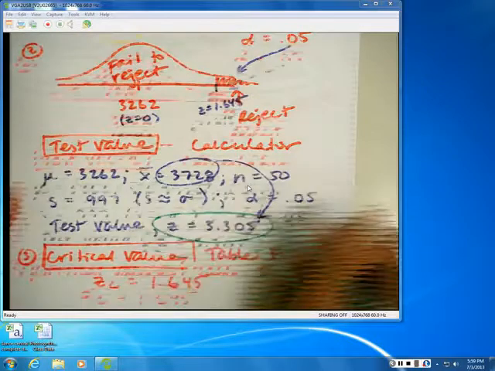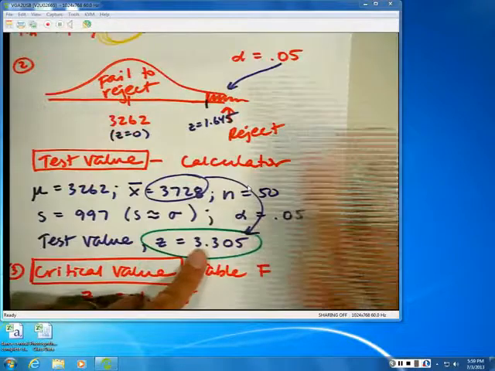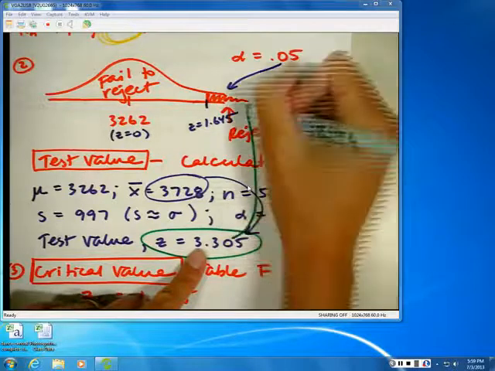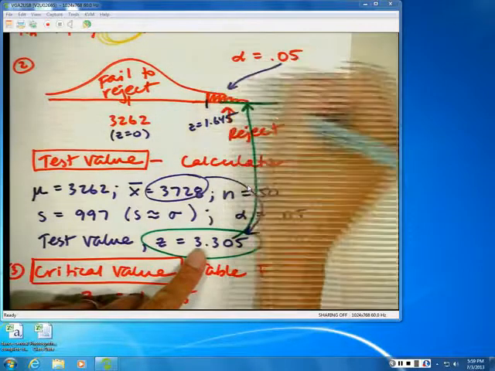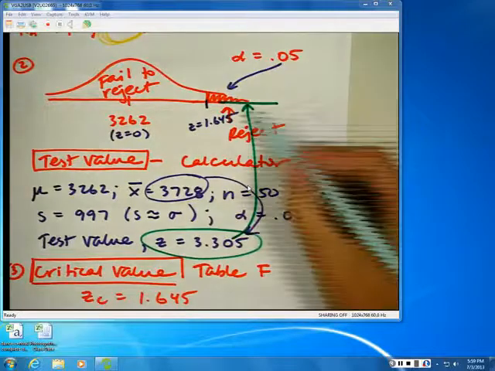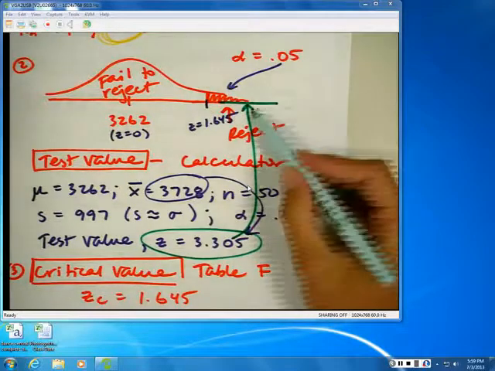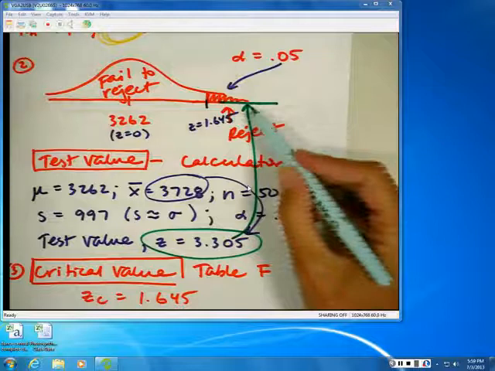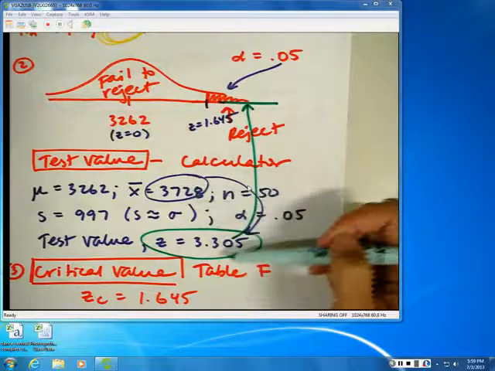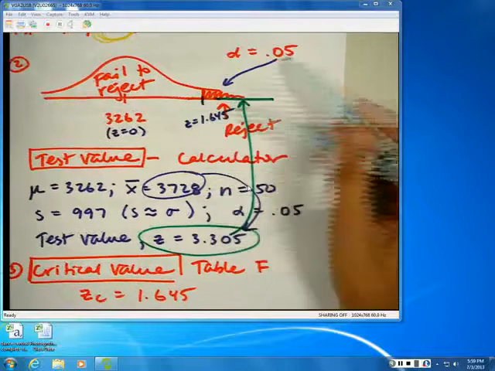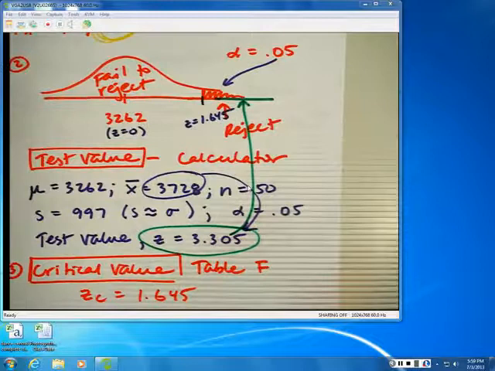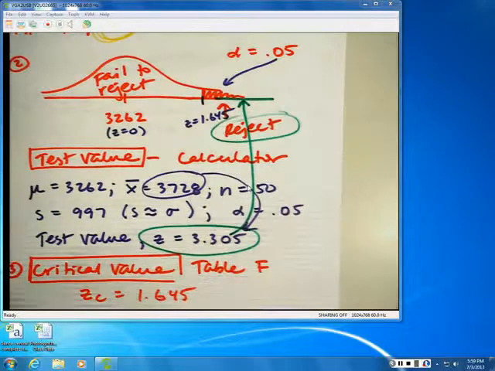My test value is a bigger z-score than the z-score that starts my rejection region. So it lives over here. I mean, even further over, right? I should exaggerate it more, but it's 3.305. 3728 is more than 3 standard deviations from my mean. 5% of the area got cut off by 1.645, which means that we're in the rejection region.